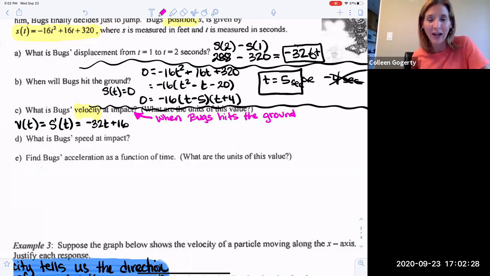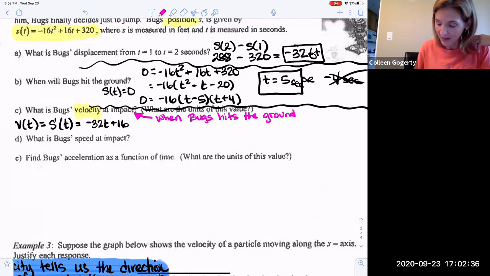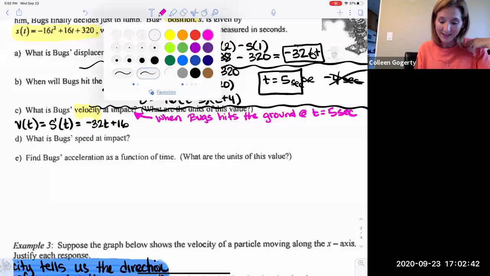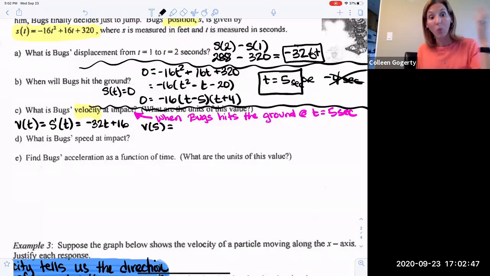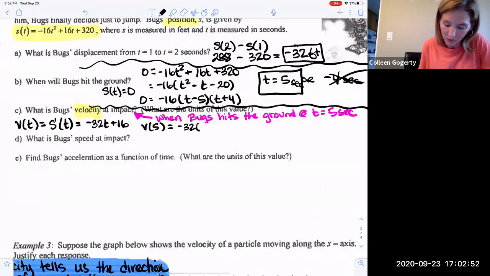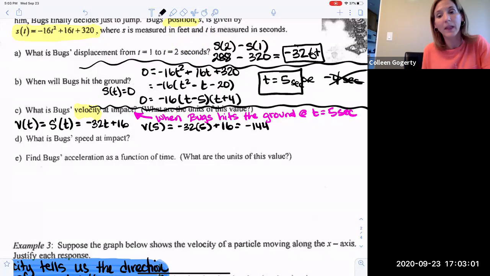So when Bugs hits the ground, do we know when he hits the ground? Oh, yes, we do. Because in question B, we found out that that's at t equals 5 seconds. So what this question is asking for, technically, is what is v of 5? What is his velocity when he hits the ground at 5 seconds? So that would be -32 times 5 plus 16, and I have a -144, okay? So if you're with me on the -144, that's awesome. I'm really happy about that.